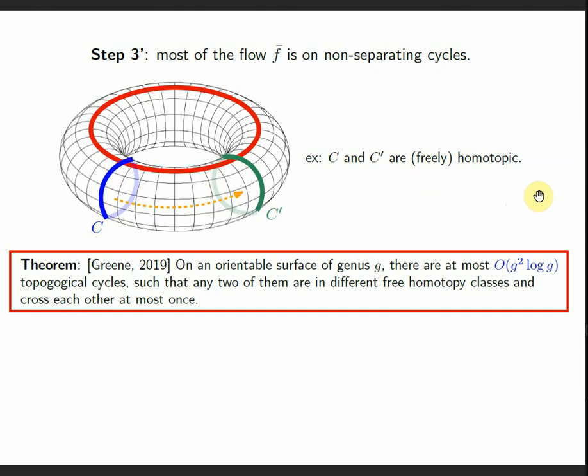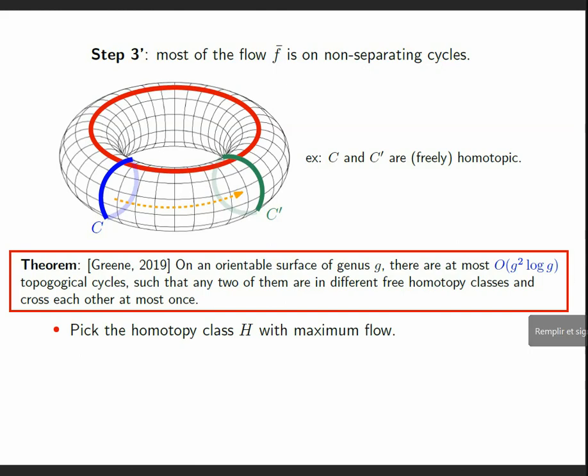It was recently shown by Greene that on a surface with genus g, a family of cycles that pairwise cross at most once can be partitioned into at most big O of g squared times log g homotopy classes. Therefore, there exists a homotopy class in the support of F bar whose total value is at least a 1 over big O of g squared times log g fraction of the total flow value.